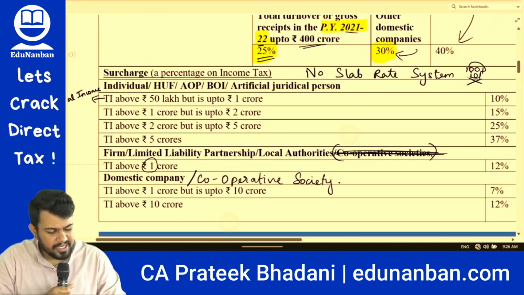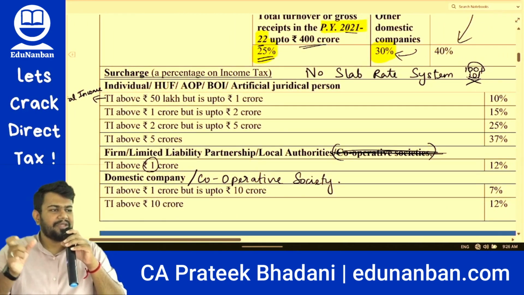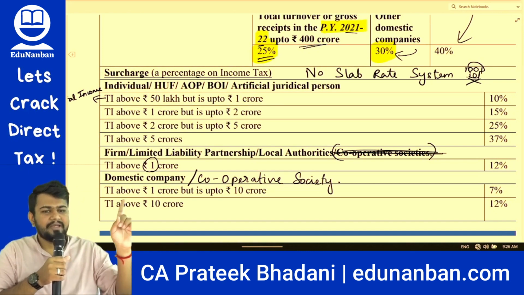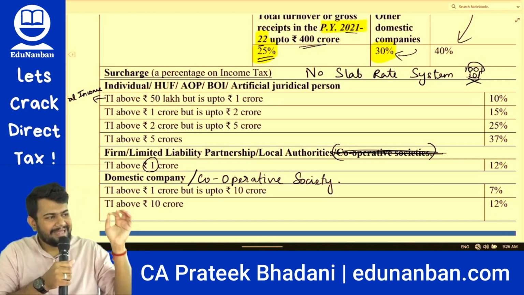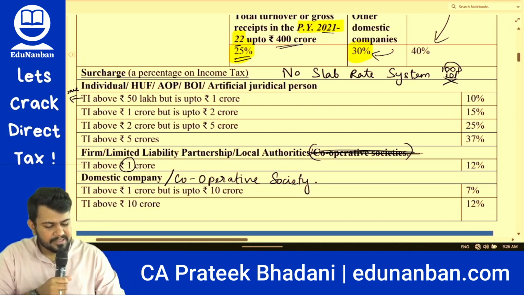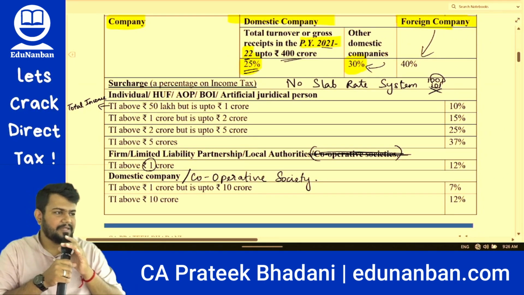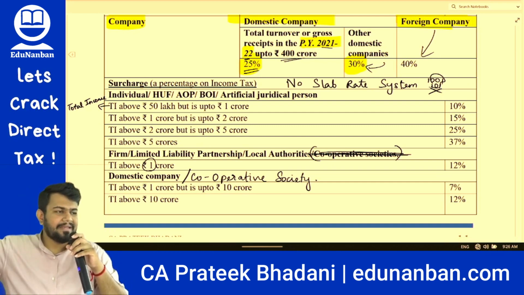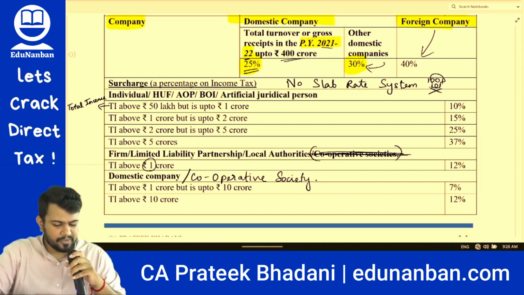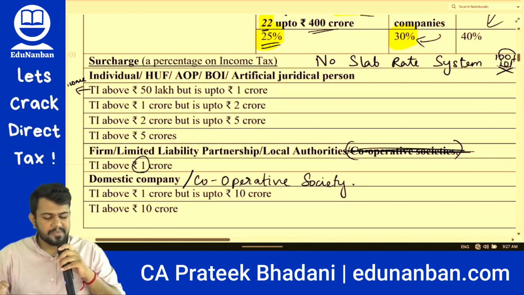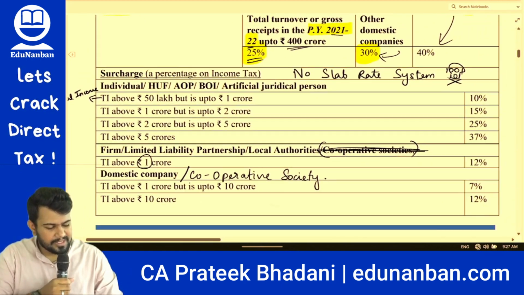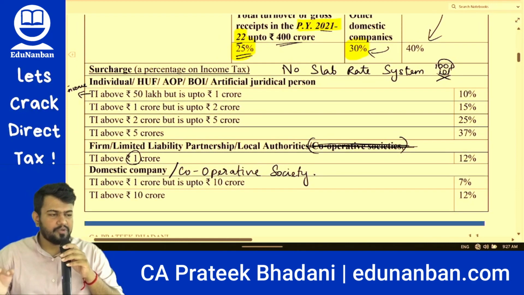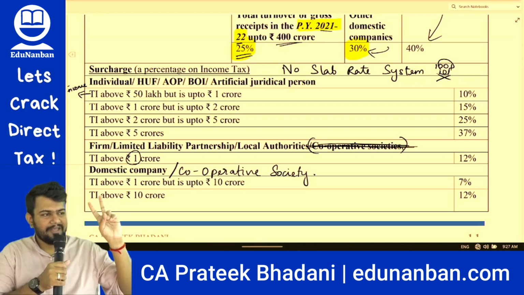Then what is surcharge? Surcharge is a percentage of income tax. So whatever percentage is given, you should not calculate on income. You have to calculate on income tax. And surcharge, there is no slab rate system. You directly have to calculate the surcharge on the entire tax. Then if total income is above 50 lakhs up to 1 crore, the surcharge rate is 10%. Total income above 1 crore up to 2 crores, surcharge is 15%.